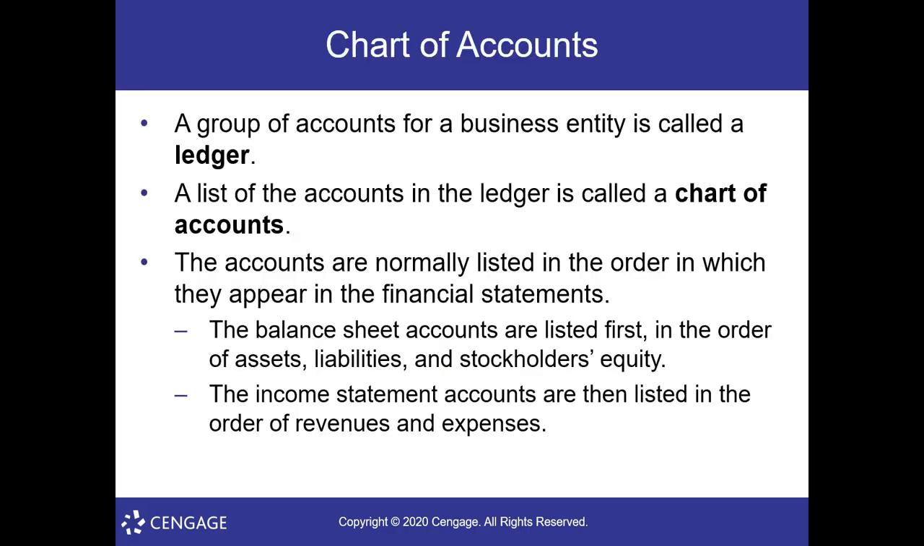All right. A group of accounts is called a ledger, and they're listed in numerical order in what is known as a chart of accounts. And they are listed assets first, which are typically numbered starting with a 1, liabilities numbered starting with a 2, stockholders' equity are 3, revenues are 4, expenses are 5.